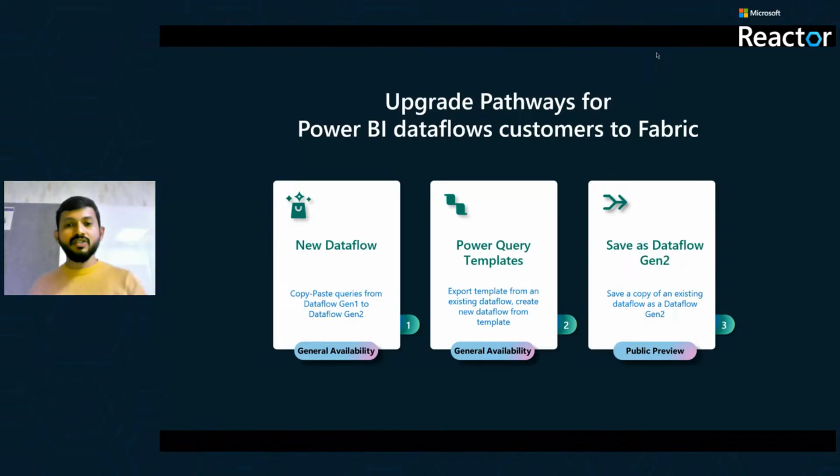The second option is using the PQT template. With just one click, you can export your dataflows as a PQT file from your Power BI dataflows or Excel. And then you can simply create a new Dataflow Gen 2 in Fabric and use the import from Power Query template option and bring in the exported file. All your queries are automatically copied in and moved.